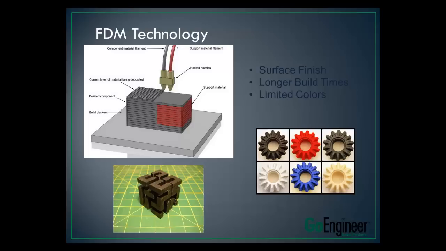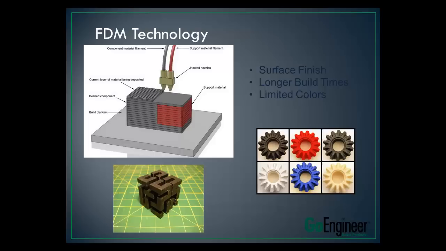So a couple drawbacks of this FDM technology, one of those is the surface finish. If you need really smooth surface finish right off the machine, you're not going to get that with FDM technology. But because it's thermoplastic, an ABS, a polycarbonate, something like that, it's very sandable. But there is some post processing that will need to be done if you want to have a really smooth surface for your FDM parts.